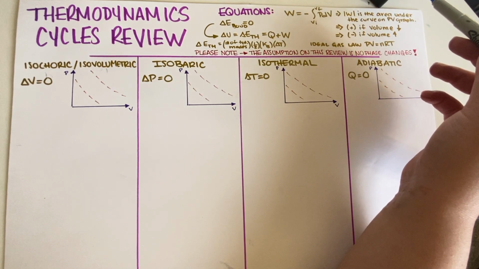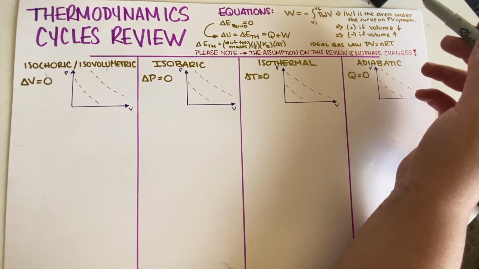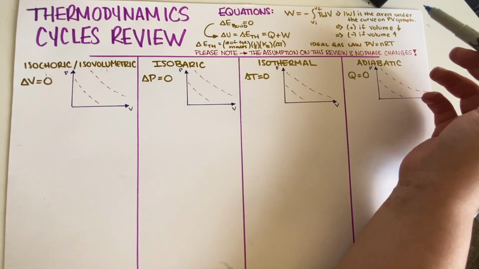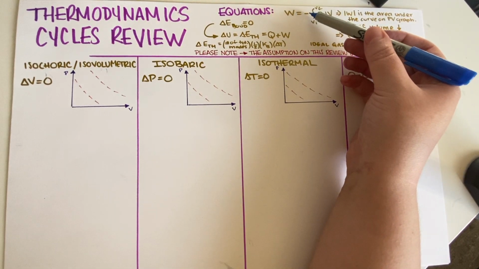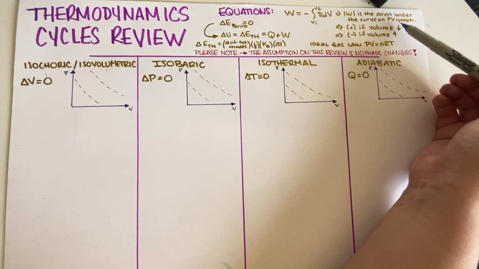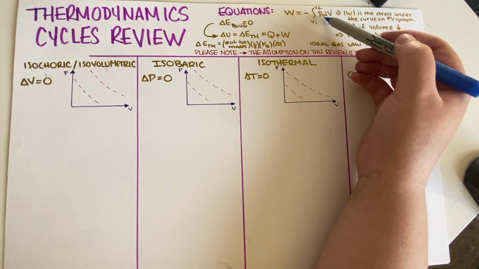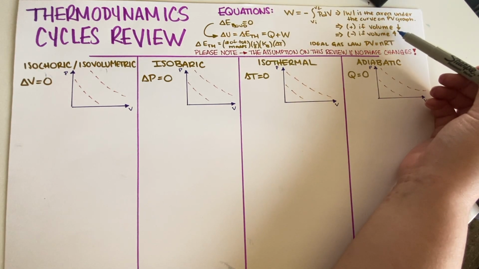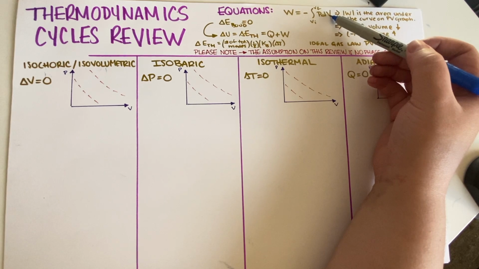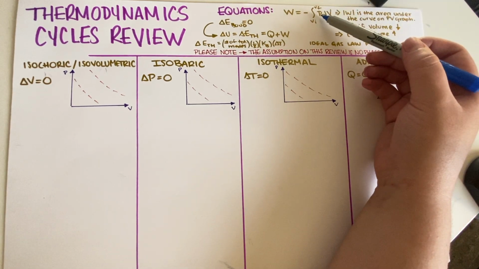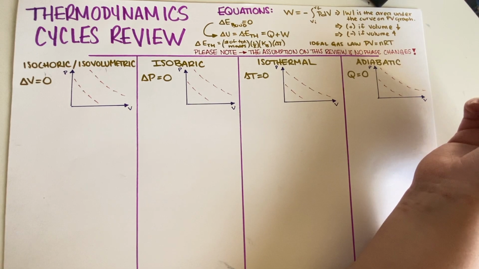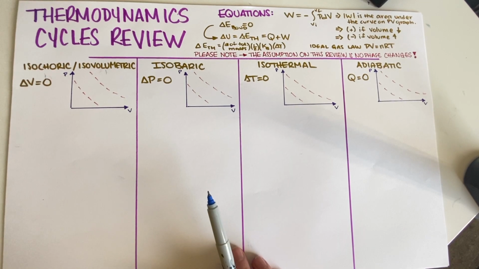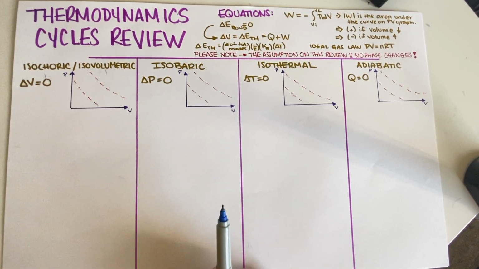So whenever you have a cycle or a process, whatever the area is under your process, that's the work. And because of this negative sign, if your volume decreases, this is negative times this negative, that makes a positive. And if your volume increases, this is positive, pressure is always positive, so that makes work negative. Again, because this is over here at the top, this is always going to be the case. So that's like a rule.